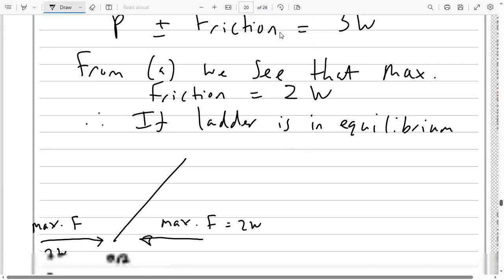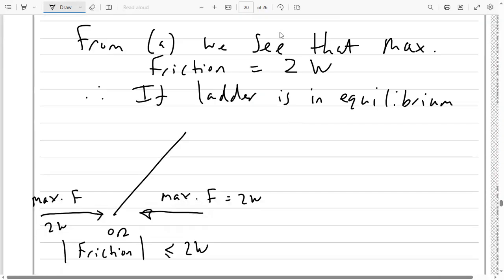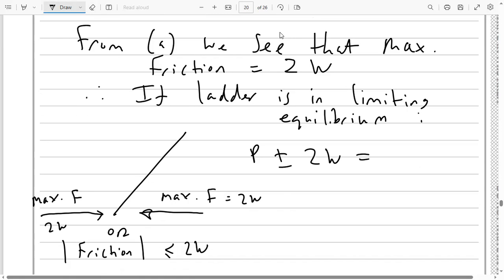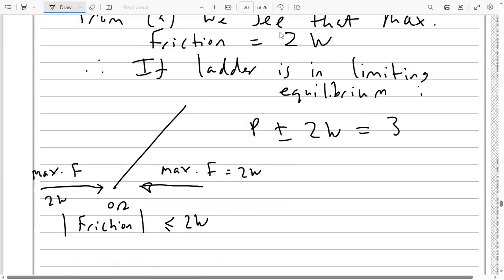So basically what that means is that if the ladder is in limiting equilibrium, and remember, limiting equilibrium means friction is at its maximum possible value, then P plus or minus your maximum friction force, so plus or minus 2W, is equal to your normal reaction force of 3W.